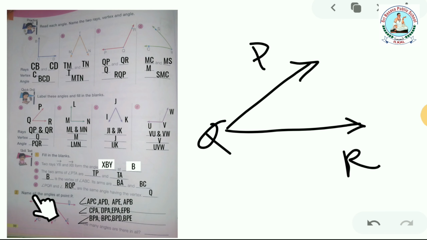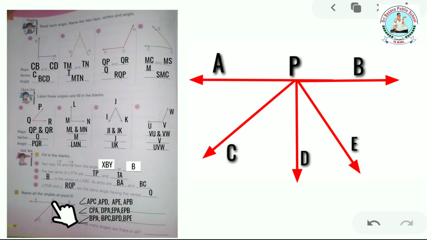It is: name all the angles at the point P. So this is the point P, and at this point we have to write which angles are formed. See, first angle APC, first angle. Next angle APD, angle APE, angle APB. This is a 180 degree angle. Next angle CPA, angle DPA, next angle EPA and angle EPB. So you just go on while I am reading.